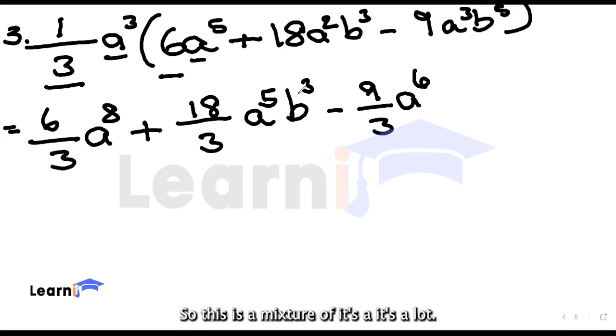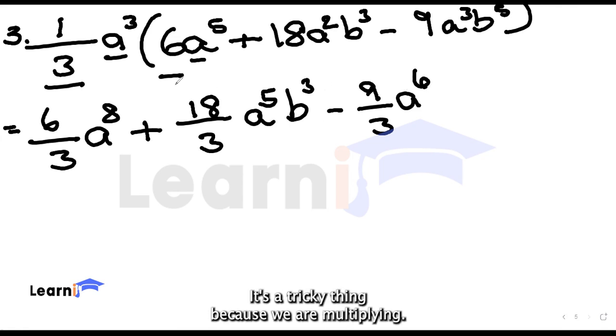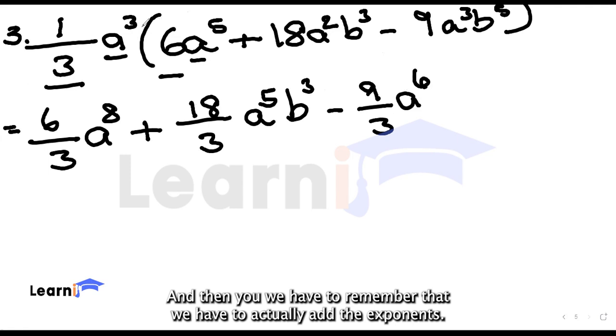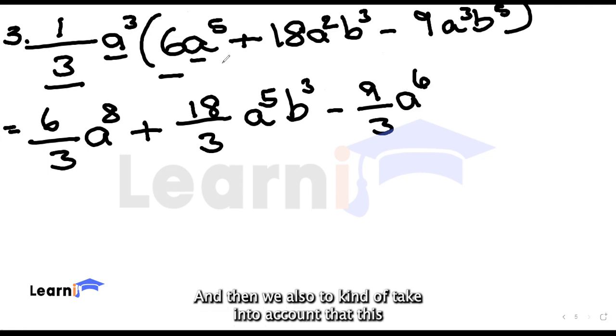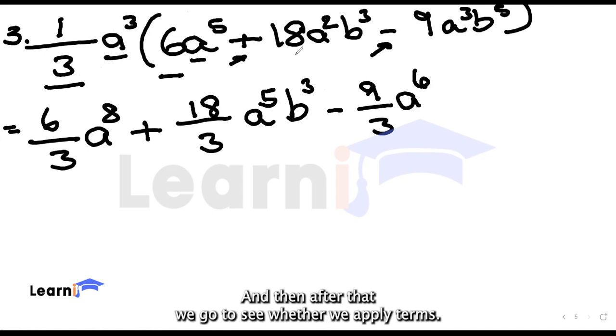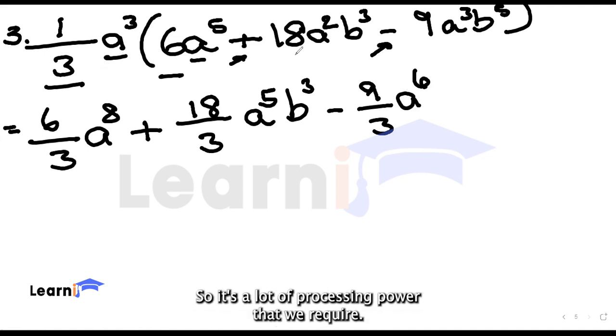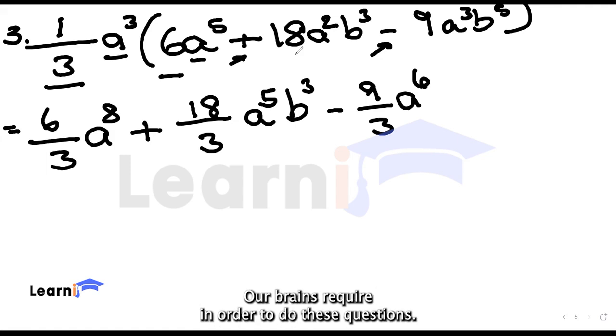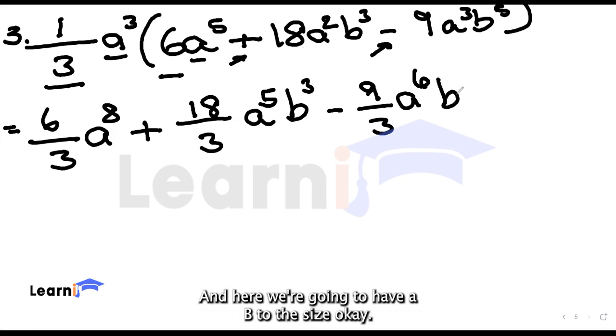So this is a tricky thing because we're multiplying and then we have to remember that we have to actually add the exponents even though we're multiplying. And then we also got to take into account that there are different signs that we're going to watch out for. And then we also have fractions. And then after that, we got to see whether we have like terms. So it's a lot of processing power that our brains require in order to do these questions. So the best thing is to take it slow. And here we're going to have a b to the 5.